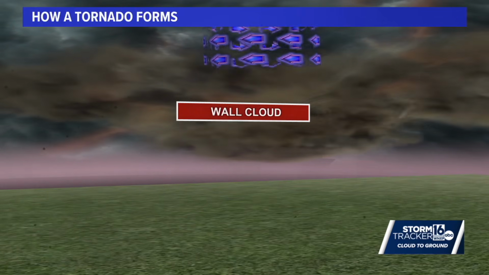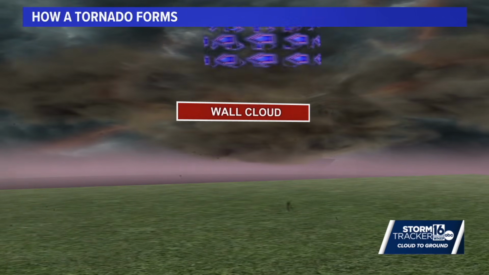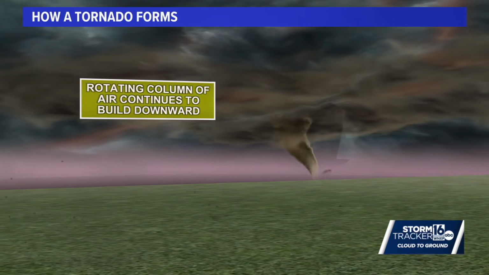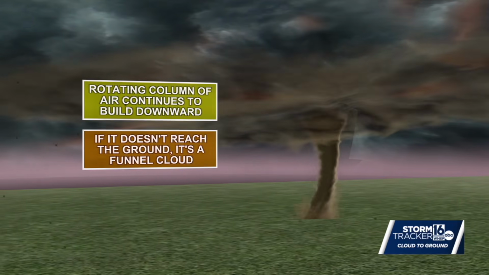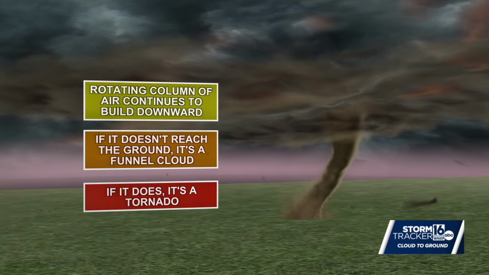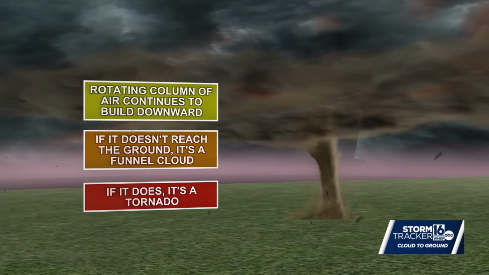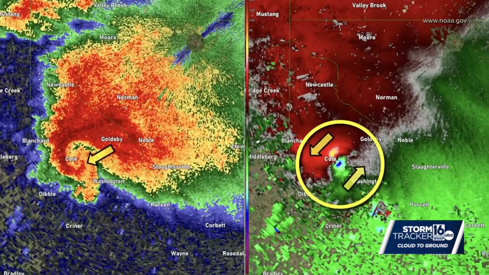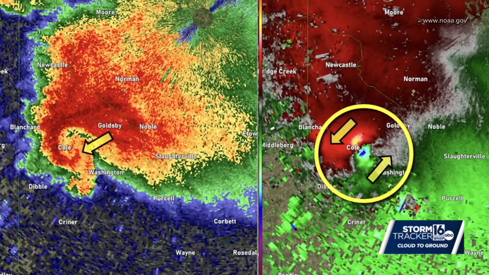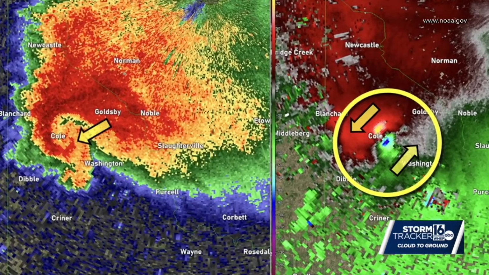This rotating column of air continues to build downwards. And if it doesn't reach the ground, it's called a funnel cloud. But if it does reach the ground, then we have a bona fide tornado. On radar, we pick up this rotation, and the National Weather Service can actually trigger a tornado warning even though a funnel cloud is not on the ground. And we've seen that over and over again.